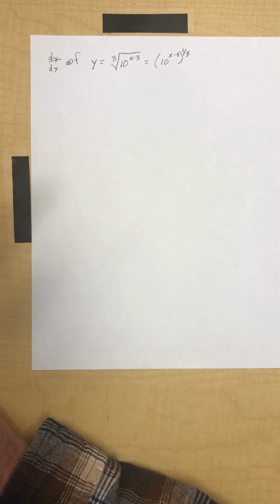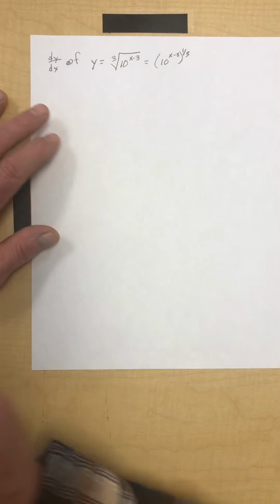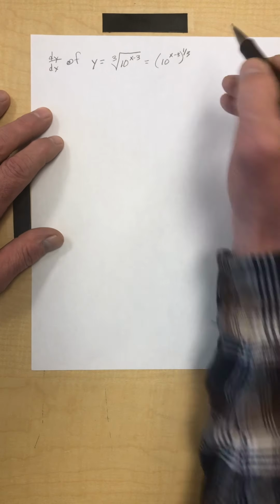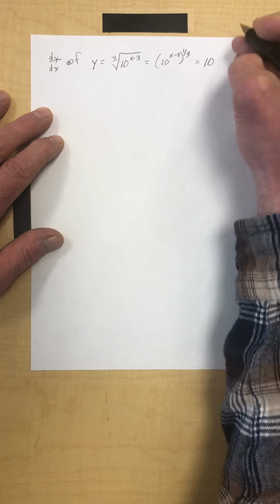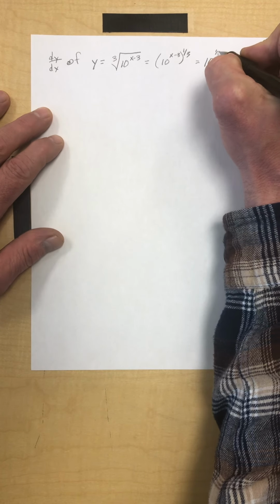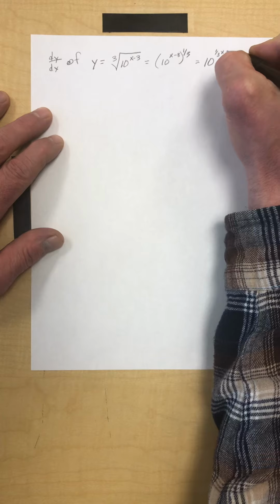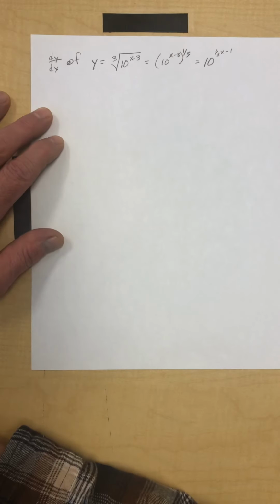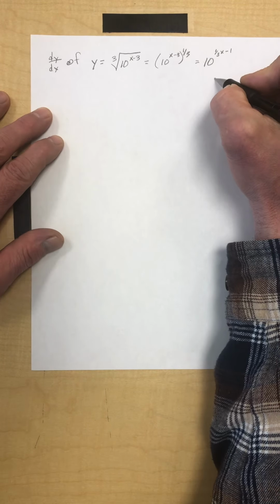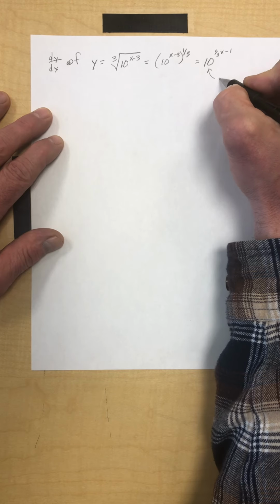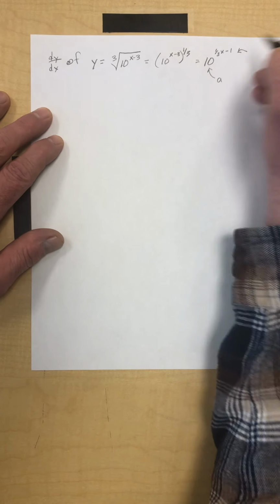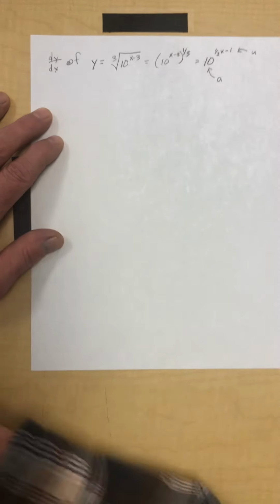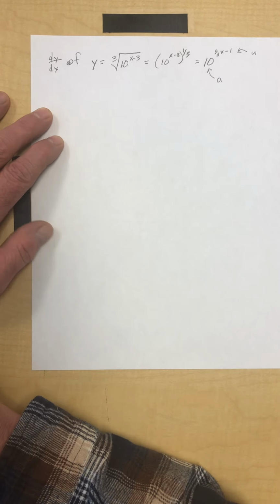I would use your power of a power rule all the way back from Algebra 1, so just multiply these two exponents. So this would be the same as 10 to the 1/3 x minus 1 power. And now we can use our general rule where you let your 10 be your a, and your u is your 1/3 x minus 1.